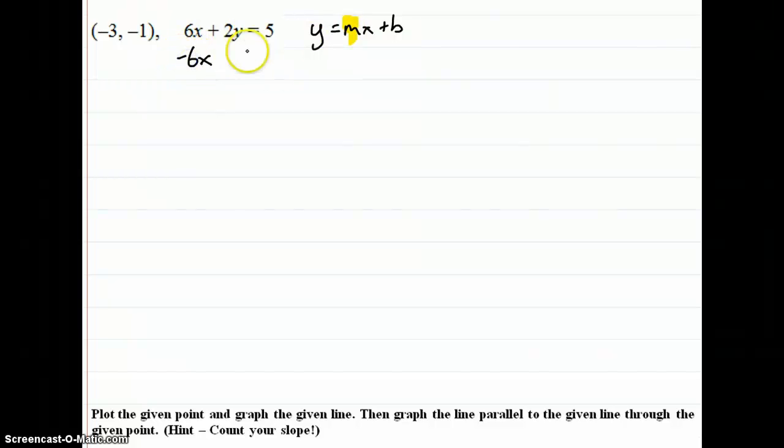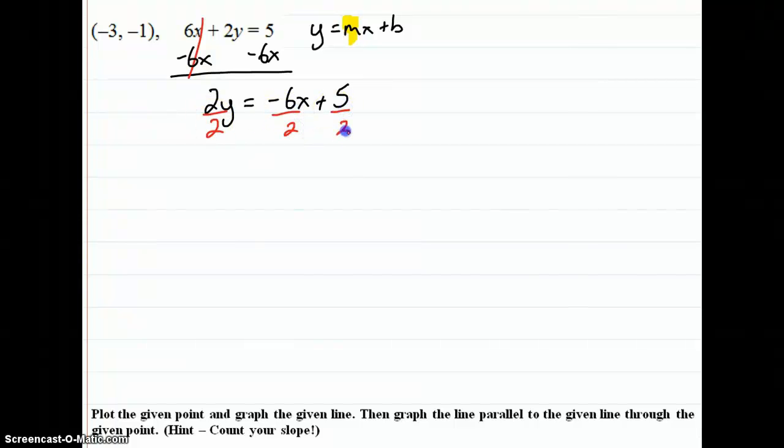So we're going to subtract 6x from both sides. And even though I write it underneath the 5, I'm not going to be able to do anything with that because this has an x, this one doesn't. So I'm just going to write it with the x coming first, negative 6x plus 5. Now I need to get rid of the 2 in front, so I divide everything by 2. And so this cancels out, and I get y equals negative 6 divided by 2 is negative 3x. And 2 can't go into 5, so we'll just leave it as a fraction, 5 halves.